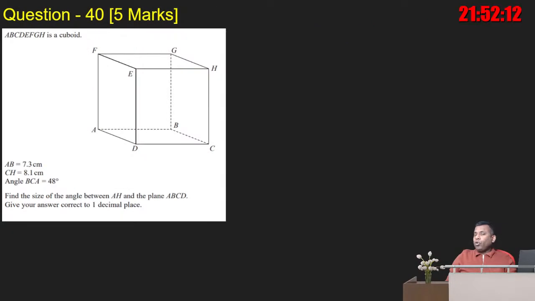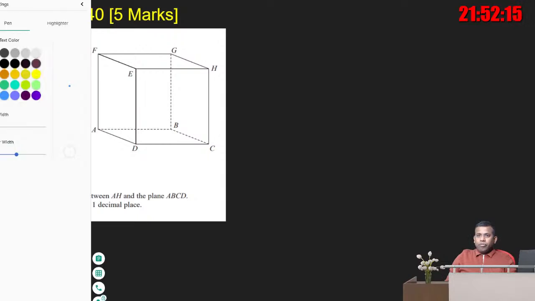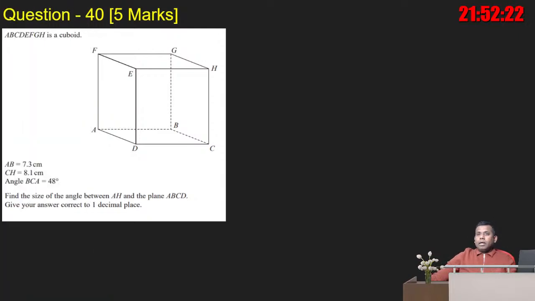So now question number 40, right? Let's read question number 40. I'm just going to show it in a different color. A cuboid is shown in the diagram. AB is 7.3 centimeters. AB is 7.3. So that means this also 7.3, and that also 7.3. And CH equal 8.1. So CH equal 8.1. That is 8.1.